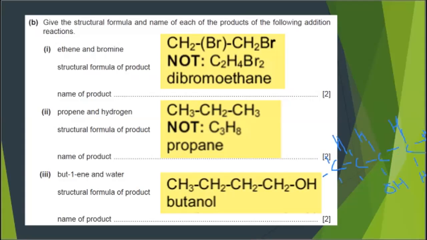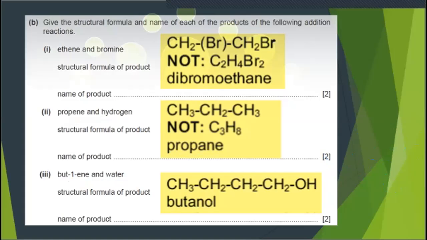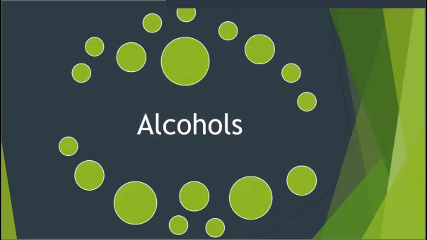So if butene, alkene plus water, it has the formation of an alcohol. If I have an alkene plus hydrogen, it has the formation of an alkane. And an alkene plus a halogen, I have the formation of a halogenoalkane. All right. Okay. So that brings us to the end of alkenes.